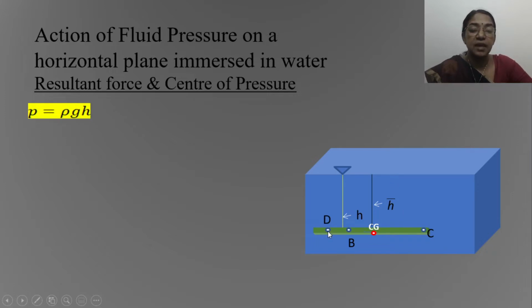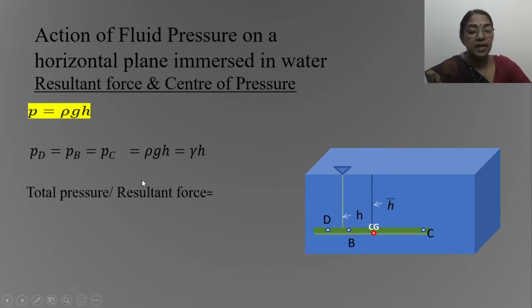So the pressure at point D, point B and point C is equal to rho g h. So it is equal to gamma h. Specific weight rho g is also represented by the notation gamma. So the total pressure acting is equal to the intensity of the pressure at a point multiplied by the total area of this plane. So that is equal to gamma h into area, or it is equal to rho g into A into h bar.